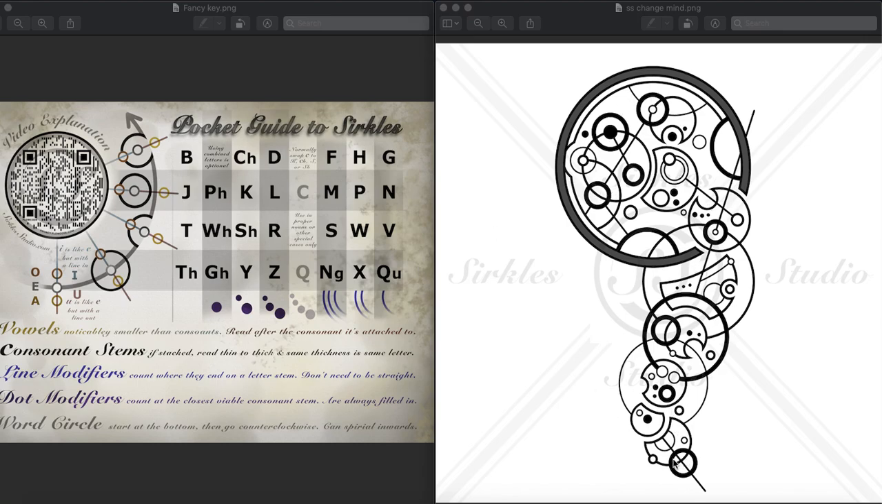So let's go ahead and look at our first word. So this is the bottom of our first word, and this is our very first letter stem. It's a completed circle on the line of the word circle. So we're in this row. And on it, there are no lines ending on it. There's a line passing through it, but only lines that end on it count. So count where they end on a letter stem. So this is just a TH.